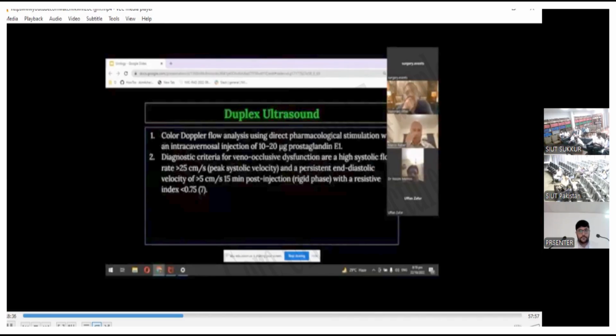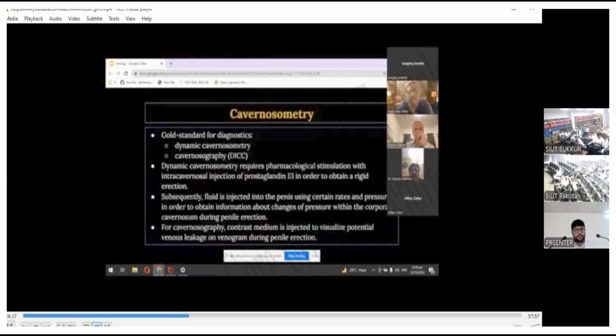So coming towards a few words about duplex ultrasound. Color Doppler flow analysis using pharmacological stimulation with intracavernosal injection of prostaglandin E1 is performed in a patient with organic erectile dysfunction. The diagnostic criteria for veno-occlusive dysfunction are a peak systolic velocity greater than 25 centimeters per second, and a persistent end diastolic velocity of greater than 5 centimeters per second 15 minutes post injection, that is the rigid phase, with a resistive index of less than 0.75.